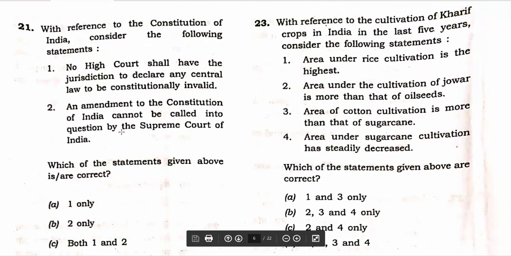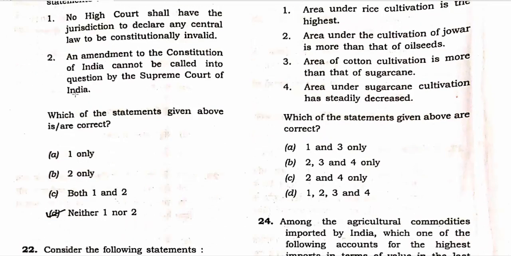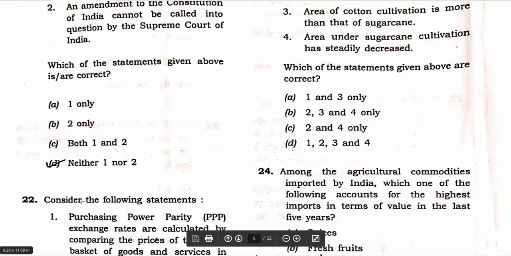This is self-explanatory. If you have read about High Courts and the Supreme Court, you directly know that a High Court has the jurisdiction to declare any law to be invalid, first and foremost. Secondly, an amendment to the Constitution of India can be called into question by the Supreme Court of India. You can give numerous cases from the past, like the Preamble, or the Kesavananda Bharati case, or whichever cases you want. So both the statements are not correct. So it is D, neither 1 nor 2.